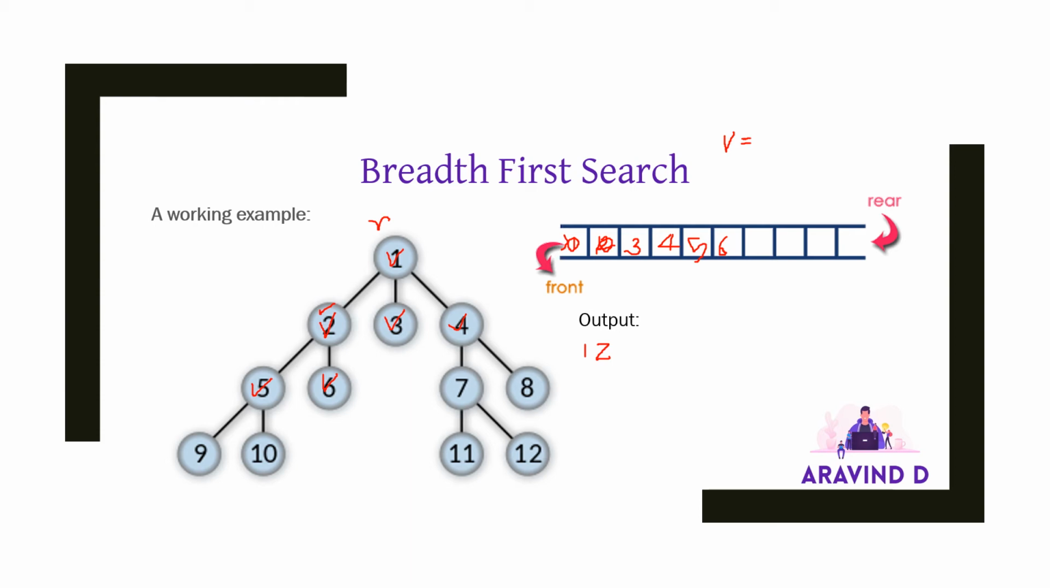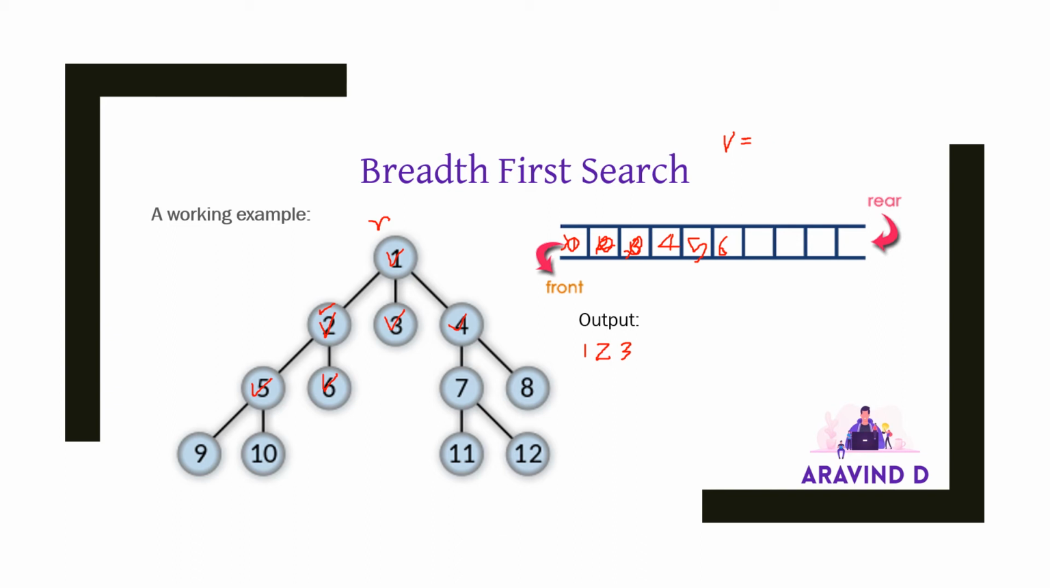Now again we are going to dequeue. When we dequeue, the element that's going to be v is now 3. So we are going to output the number 3 and add all its adjacent nodes to our queue. Now there are no adjacent nodes to 3. So now again we are going to check if our queue is empty. No, it's not yet empty.